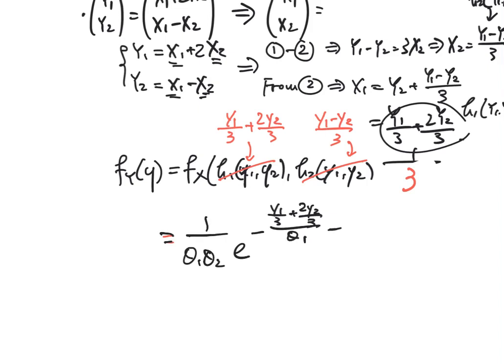Okay, and then minus y2 over 3 divided by 3 to 2. Okay, so then this is basically what you get. Then you just rearrange your terms, and you can get the probability density function of this new random variable y1 and y2. So this is how we make use of the change of variable formula.